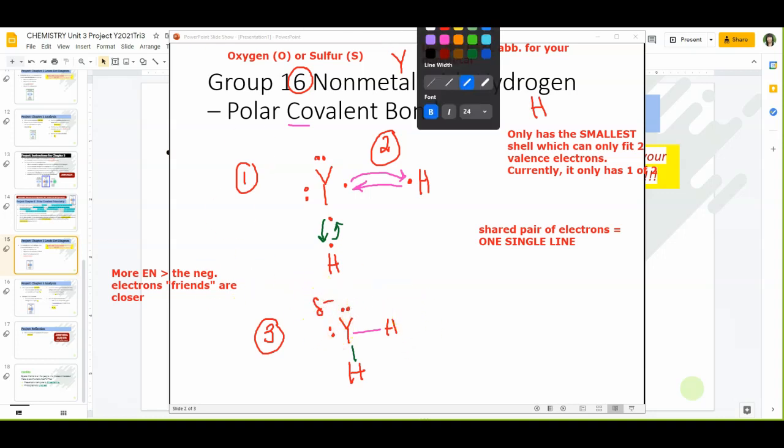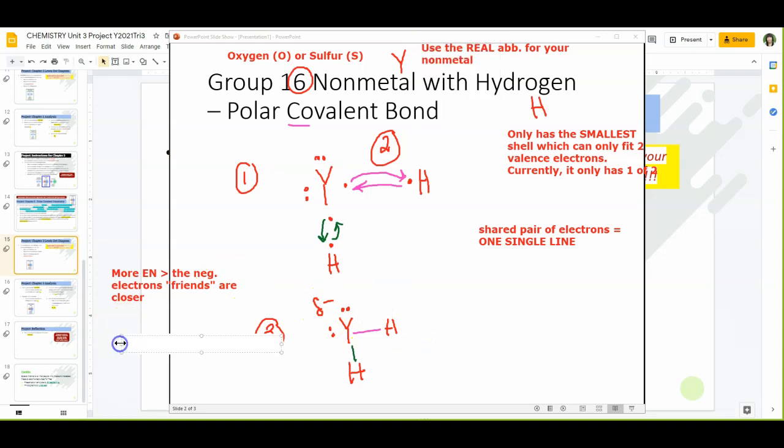Your hydrogens, on the other hand, are less electronegative. And so the negative electron friends are further away. And so in this case, because our hydrogen is spending less time around negative friends, each hydrogen actually has a partial positive charge. So this is what your final answer should look like if you chose a group 16 nonmetal.